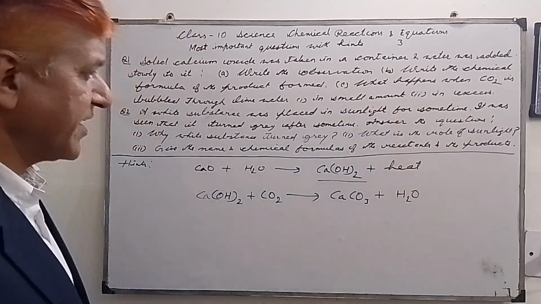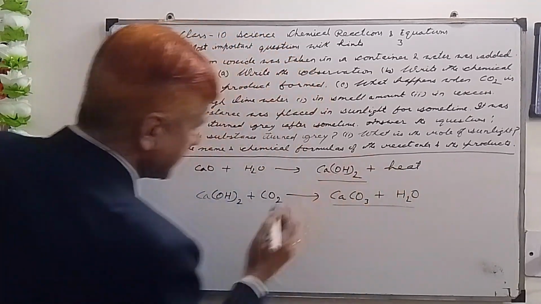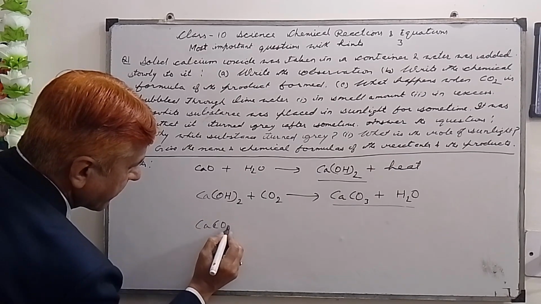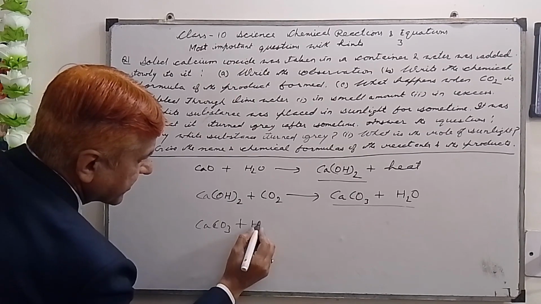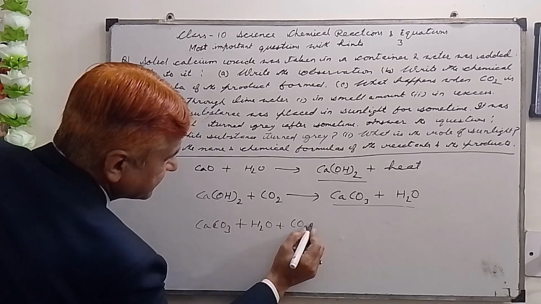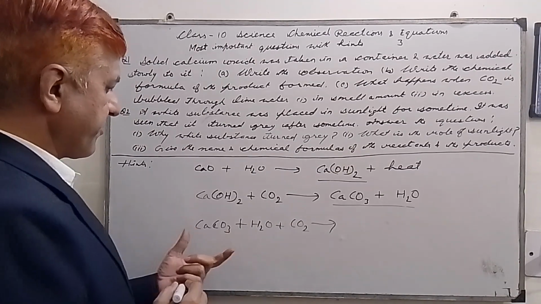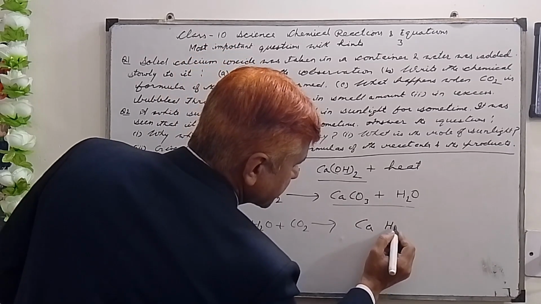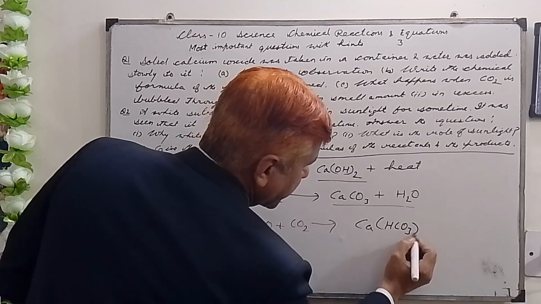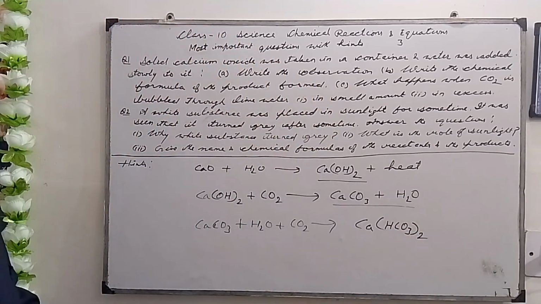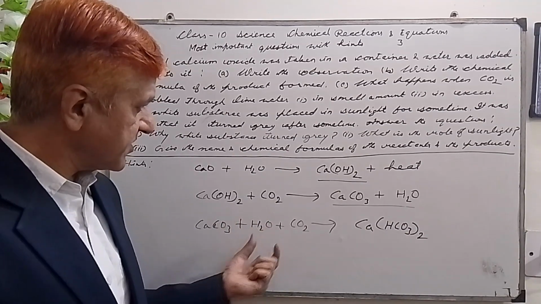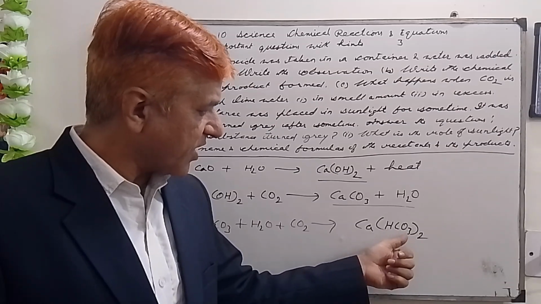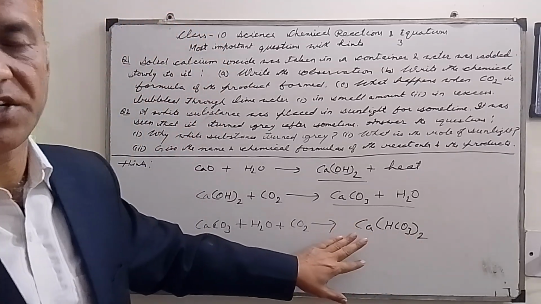And in excess means now this will become our reactants. So calcium carbonate plus water plus carbon dioxide. So what is the product? Calcium hydrogen carbonate, Ca(HCO3)2, is formed. So when carbon dioxide is passed through lime water in excess, calcium hydrogen carbonate is formed. So this will be our reaction.